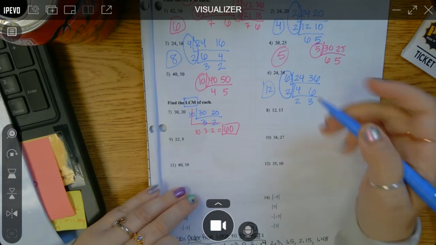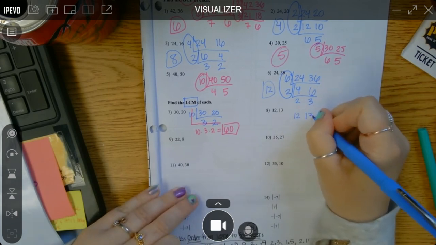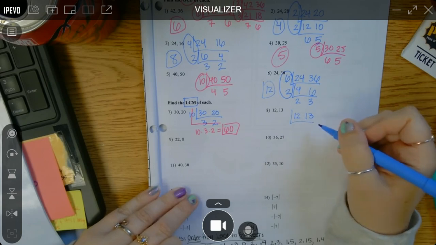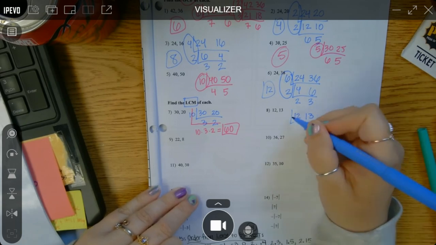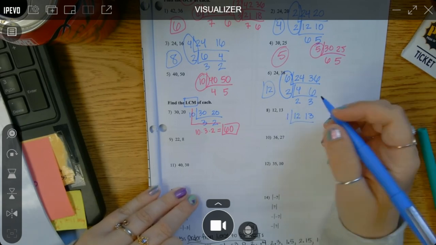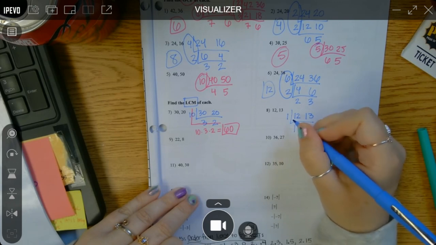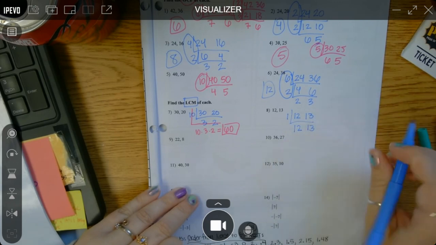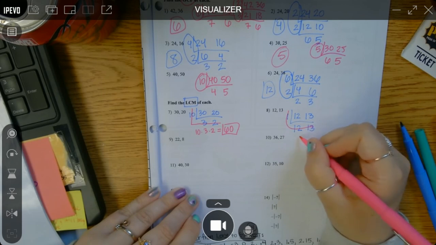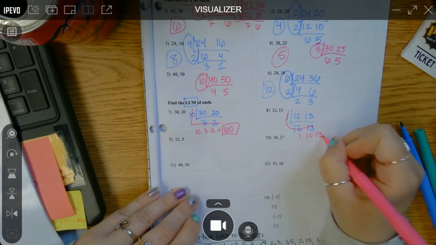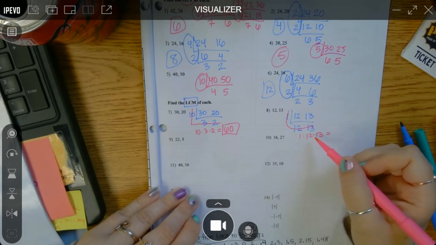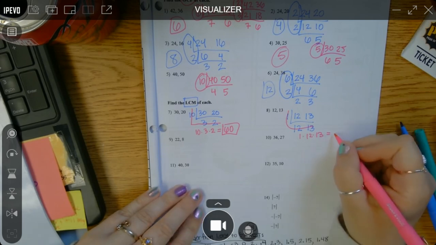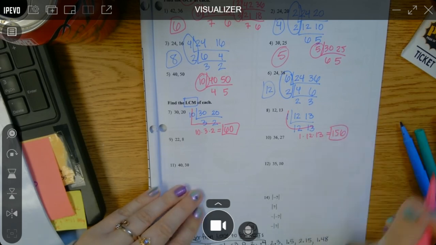Pretty cool, right? And then you're like, okay, well, what about when you have something like this? Nothing can go into 12 and 13. Well, technically 1 can, because 1 can go into everything, right? So 1 times 12 is 12, and 1 times 13 is 13. And then when you go to multiply these, you just have 1 times 12 times 13. So the smallest number they both can multiply to become, well, 12 times 13 is 156.